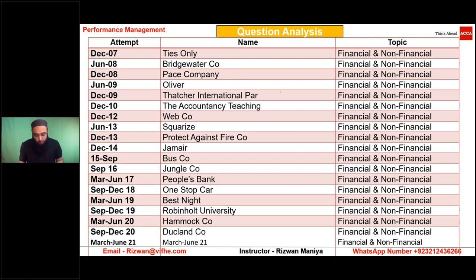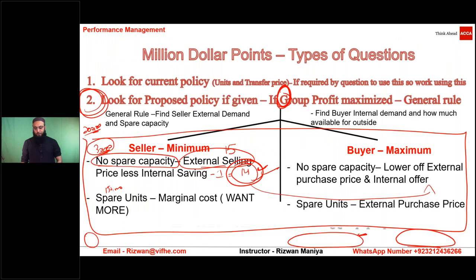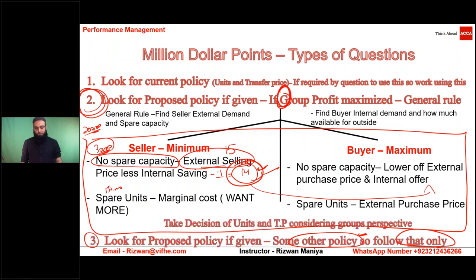Yes, you are right. Okay, three rule slide. Here you go. Yes, marginal cost plus opportunity cost is always the external purchase price minus internal savings, if there are any. Okay, this is clear.